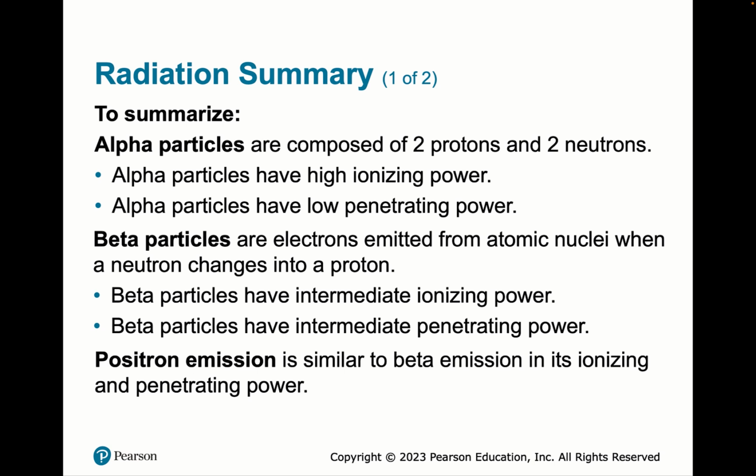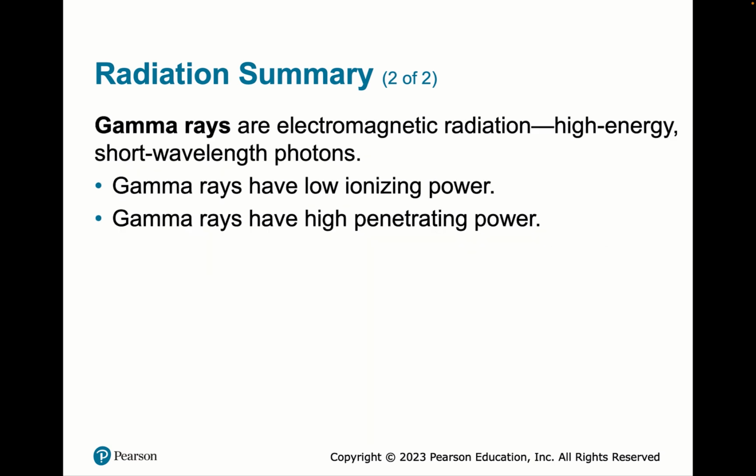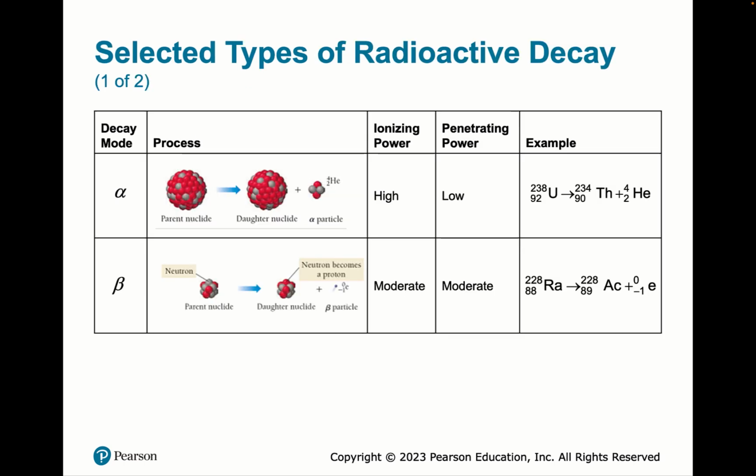So, to summarize: alpha particles. They're helium nuclei. They have very high ionizing power, but they don't penetrate very far. Beta particles are electrons. They're intermediate for both. So a positron is going to be similar to a beta, but the thing is, positrons turn into gamma, and gamma rays have low ionization in general, but they have high penetrating power.